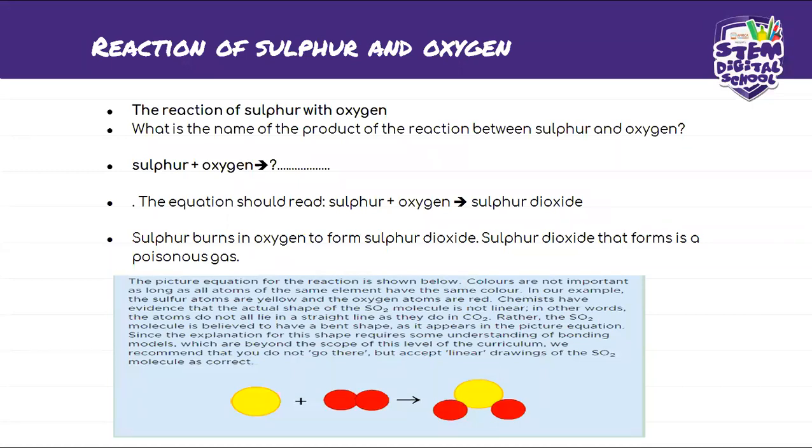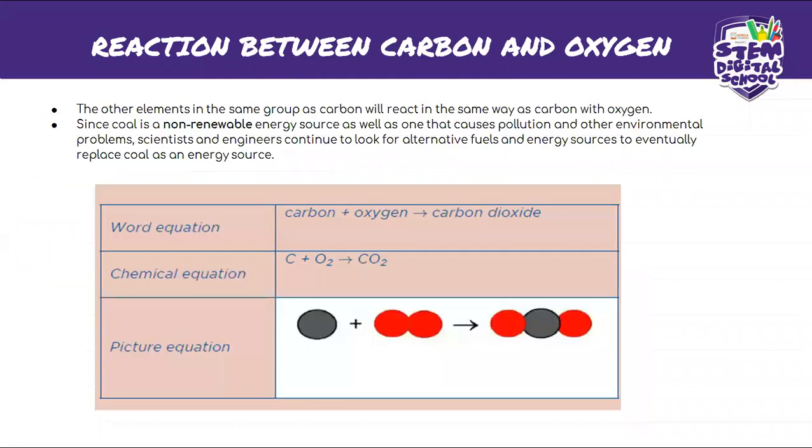So we're looking at the general equation for a reaction between sulfur and oxygen. The reactants, we have sulfur plus oxygen giving us what? Sulfur dioxide. Okay, I'm moving to the next slide. Now, the reaction between carbon and oxygen. So this is what? A word equation, chemical equation, and picture equation. I want you to do what? A word equation, you already have it, the reaction between sulfur and oxygen. You already have a word equation, write a chemical equation, and also what?